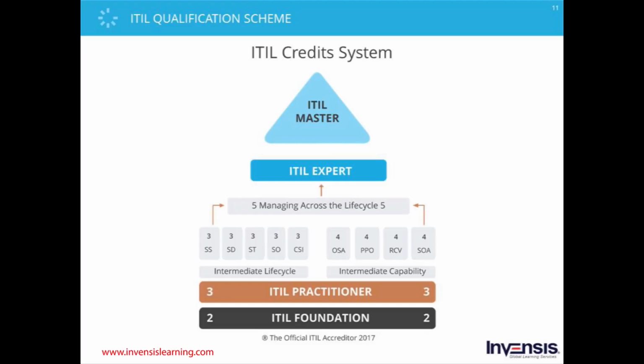But we need to get 15 credits from this middle row, or these two combined. So 15 plus 2 we will get 17, and plus these 5 credits for managing across the lifecycle. There is a special module. If you do this 5 more, then you become ITIL expert. So 2, then 15, and 5, 22. So once you have 22 credits, you become ITIL expert.